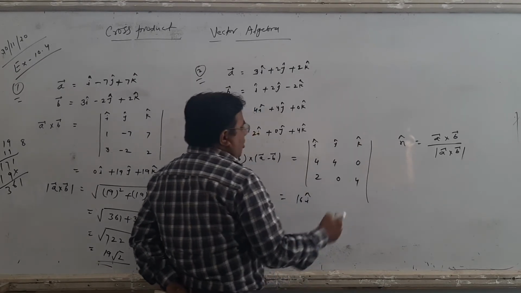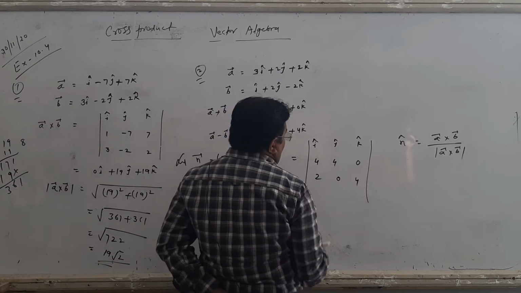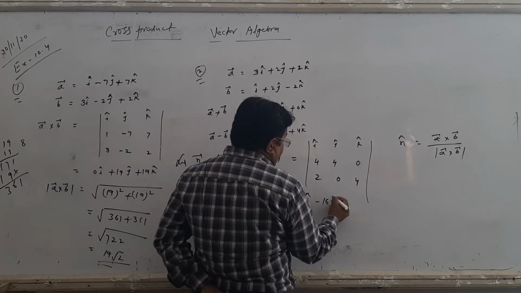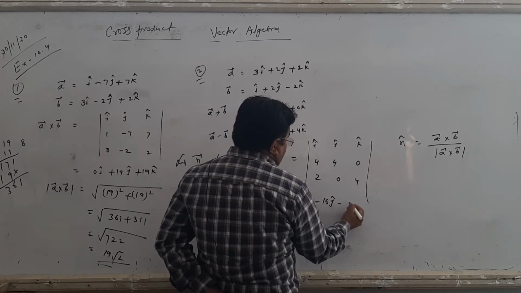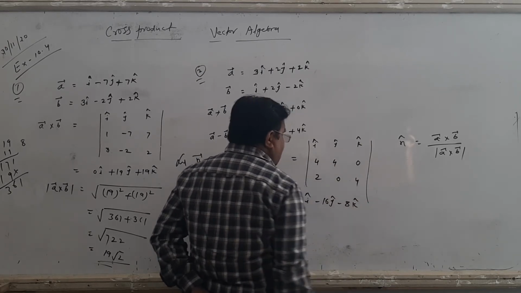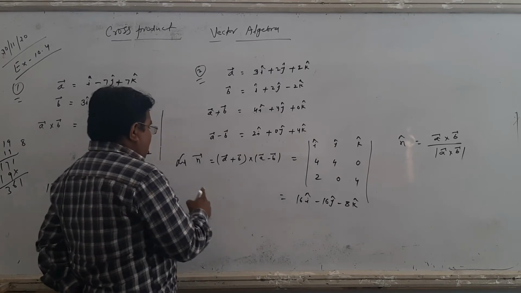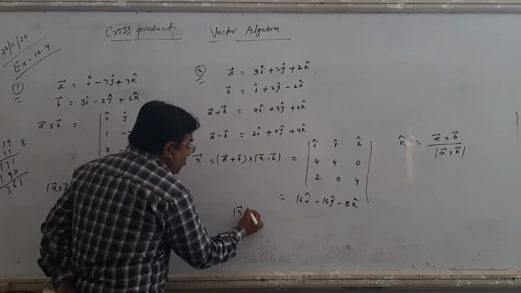First row, second column, then 16 minus 0, but it is minus 16 j cap. And first row, third column, 0 minus 8, that is minus 8 k cap. So this is the vector n. Now find the magnitude of vector n.